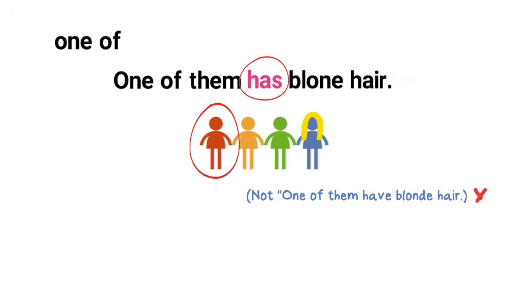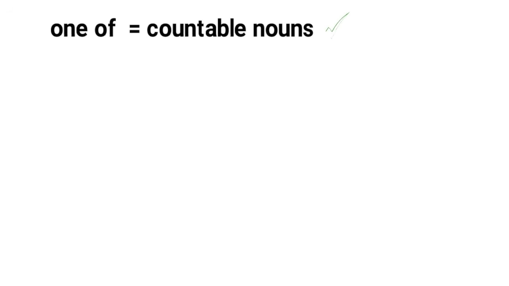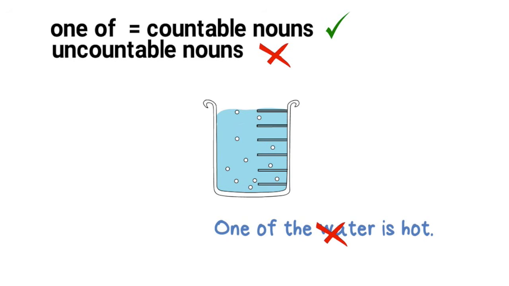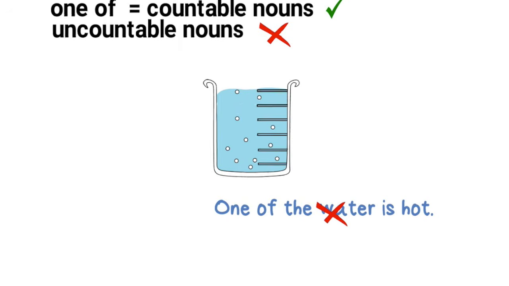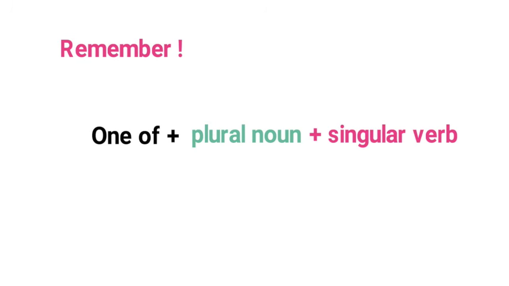Not one of them have blonde hair. This expression can only be used with countable nouns. We can't say one of the water. So remember, one of plus the plural noun followed by the singular verb.